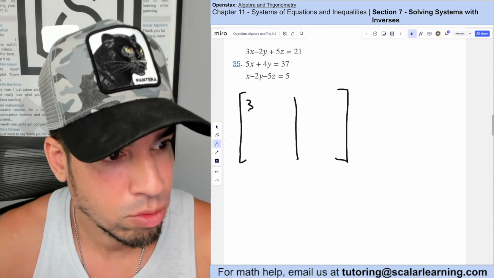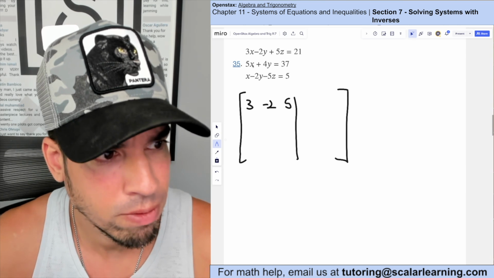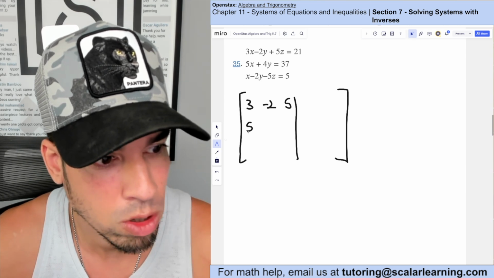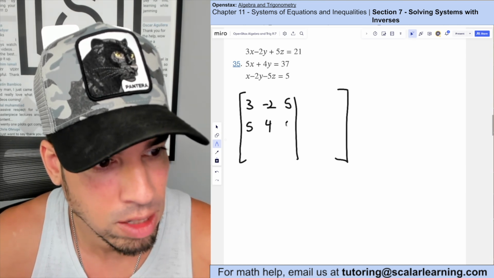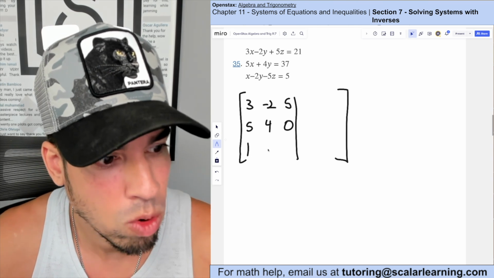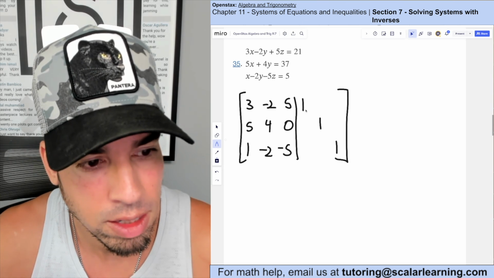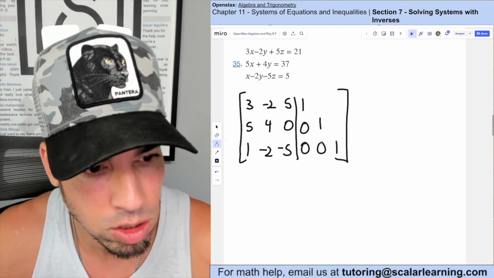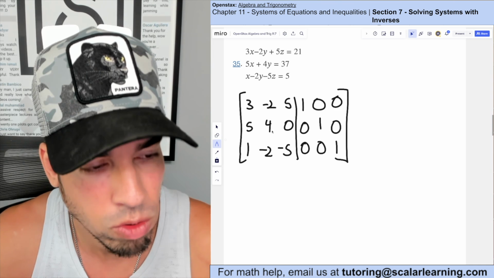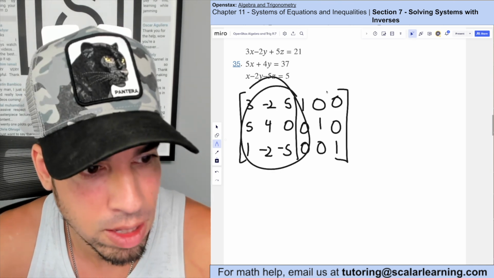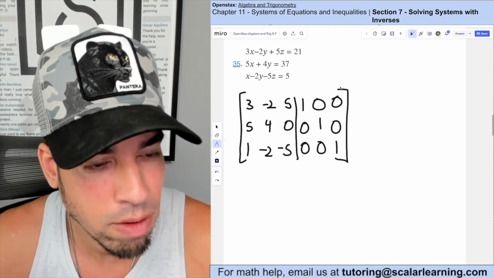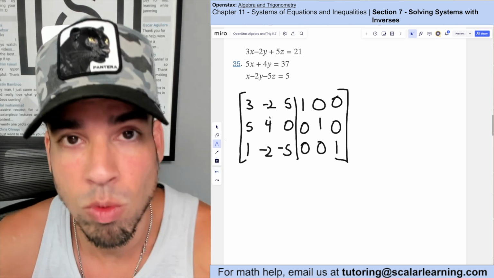So here we got 3, negative 2, and 5 for that first row. Here we got 5 and 4. But since there is no z, that's got to be a 0. And then here we have 1, negative 2, and negative 5. Over here we have that nice identity matrix, the diagonals of 1s and then 0s all around. Okay, so the goal is to flip this to look like this, and then whatever comes here as a result will be our inverse matrix.